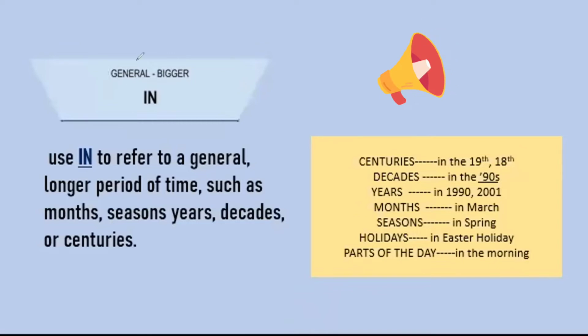Okay, here we go. We use in to refer to a general or longer period of time, such as months, seasons, years, decades, or centuries. When we say centuries, it means 19th century, 18th century, 20th century. When we say decades, it's like 1990s, 1980s. And when we say years, for example, 2000, 2001, 2022. When we say months, of course, January, February, December. Seasons: in spring, in summer, in winter, in autumn. Holidays: in Easter holiday. Parts of the day: in the morning, in the afternoon, and in the evening.